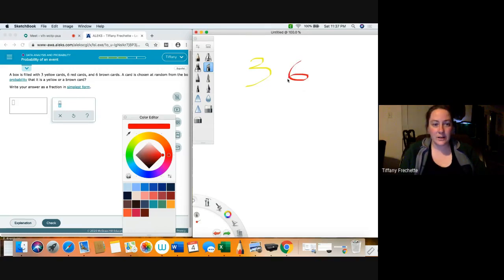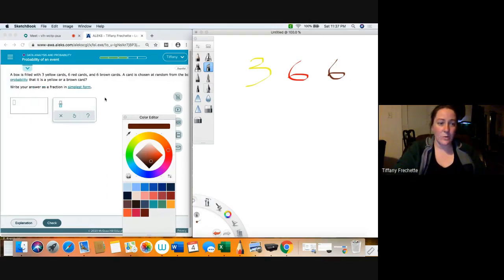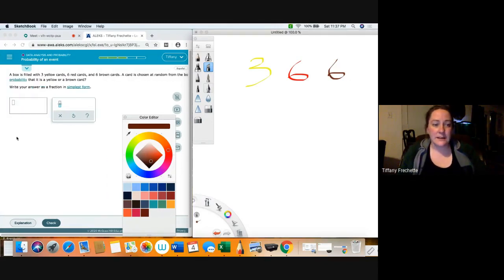So 3 yellow cards. And I'm going to do this quick snap because that's a little easier. This is me just arguing with my pen here. Okay. 6 red cards. And we'll go to brown down here. 6 brown cards. All right, so we have 3 yellow, 6 red, 6 brown. The card is chosen at random from the box. What is the probability that it is a yellow or brown card?